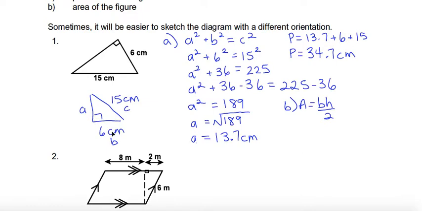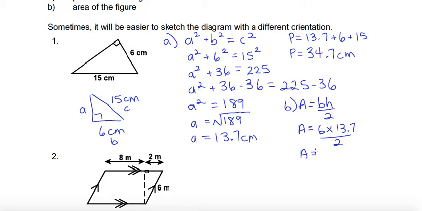So your A and your B, so the legs of your right angle triangles, are your base and your height when you're calculating the area. So I have my base as 6 times my height, which was 13.7, and I'm going to divide this by 2.